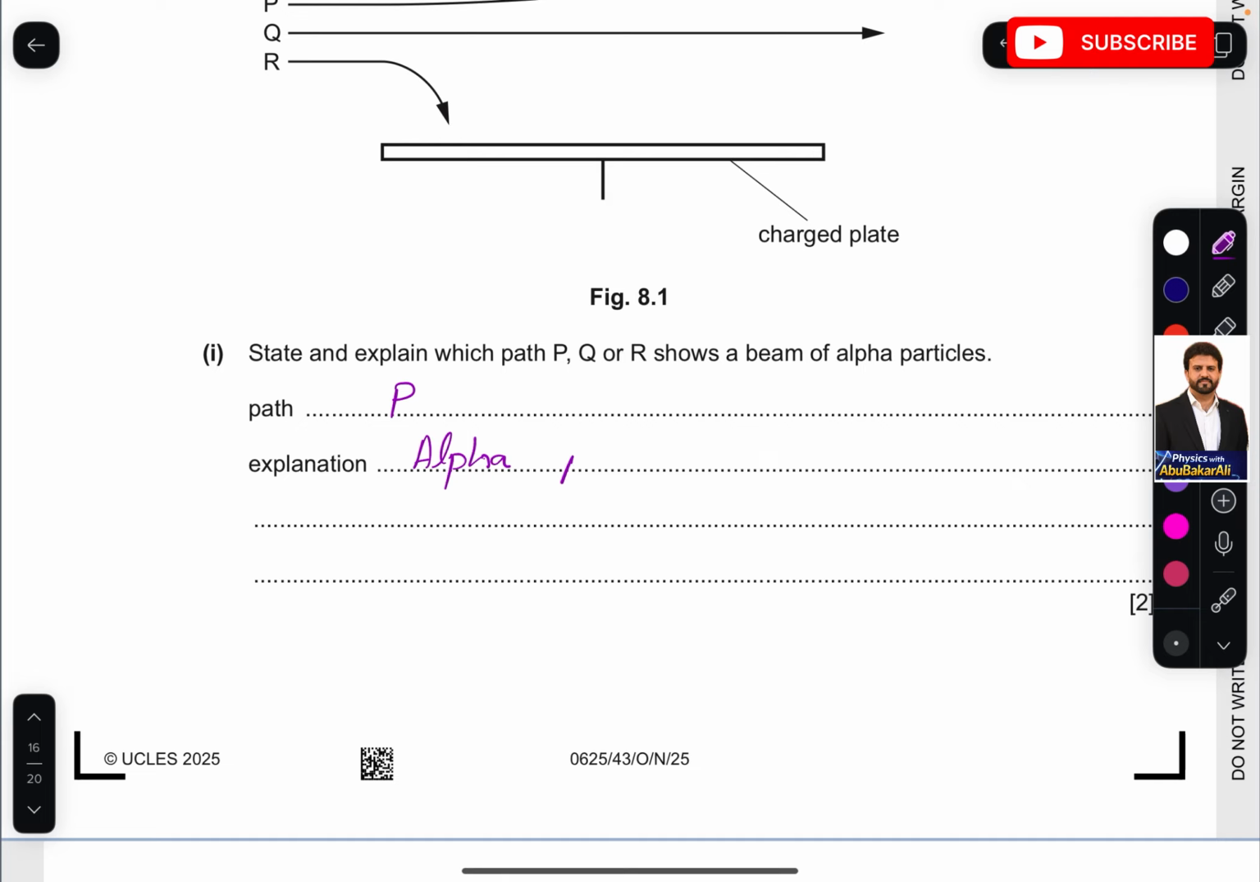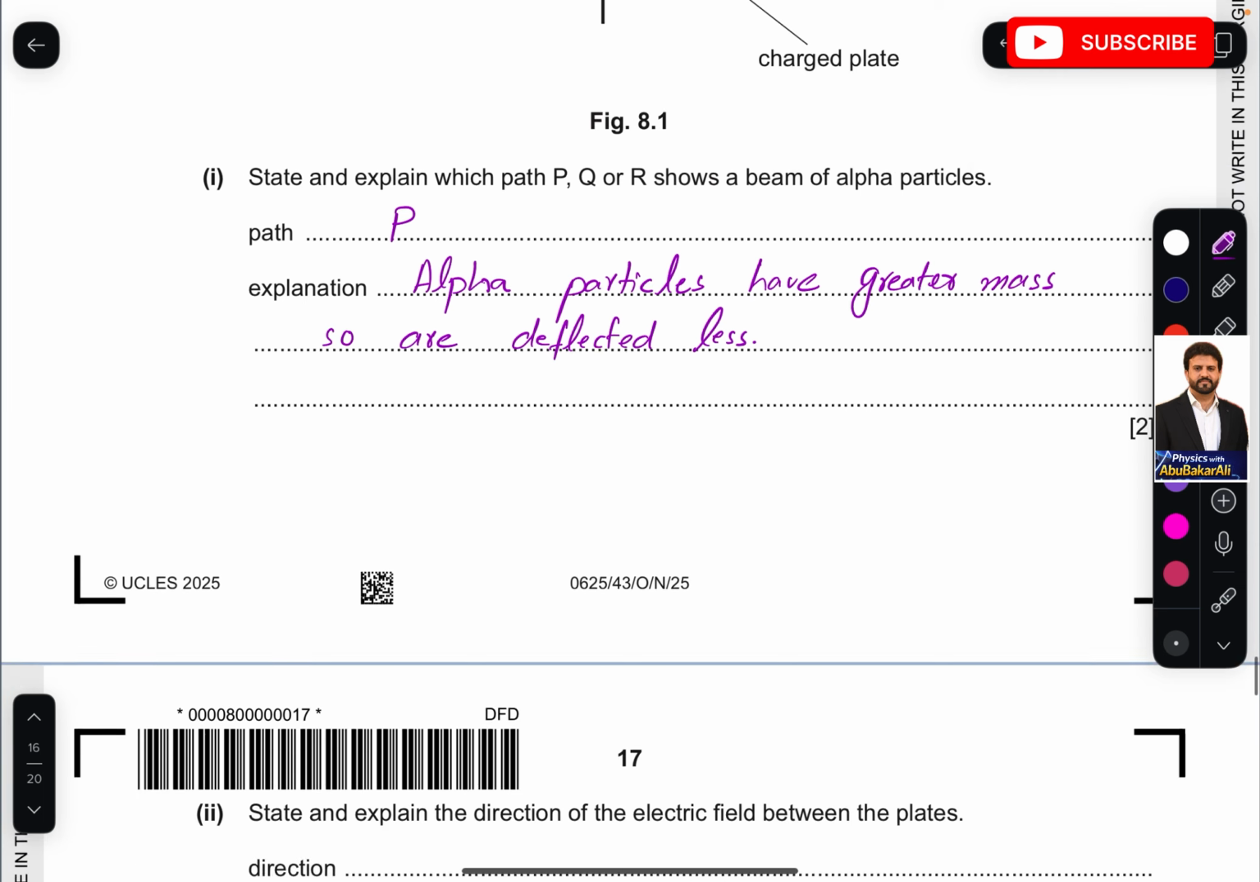Alpha particles have greater mass, so are deflected less. Simply. Okay. Let's move forward to the next part.